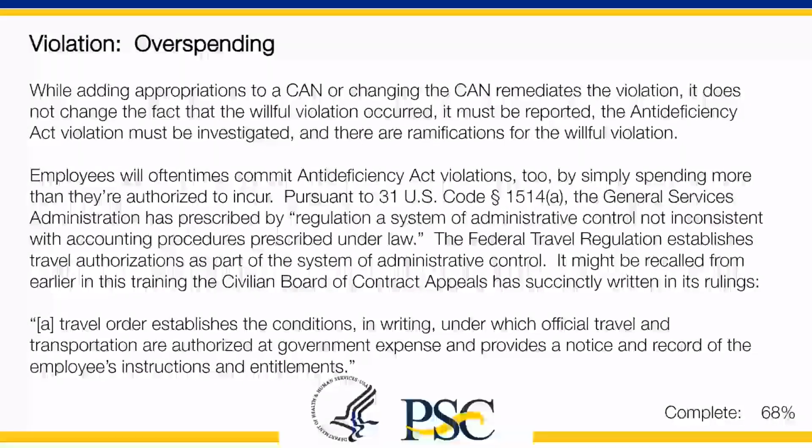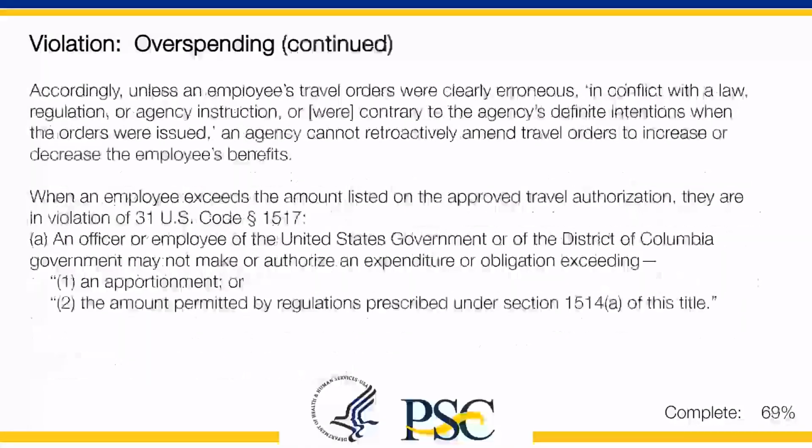It might be recalled from earlier in this training the Civilian Board of Contract Appeals has succinctly written in its rulings: A travel order establishes the conditions, in writing, under which official travel and transportation are authorized at government expense and provides a notice and record of the employee's instructions and entitlements. Accordingly, unless an employee's travel orders were clearly erroneous, in conflict with a law, regulation, or agency instruction, or were contrary to the agency's definite intentions when the orders were issued, an agency cannot retroactively amend travel orders to increase or decrease the employee's benefits.